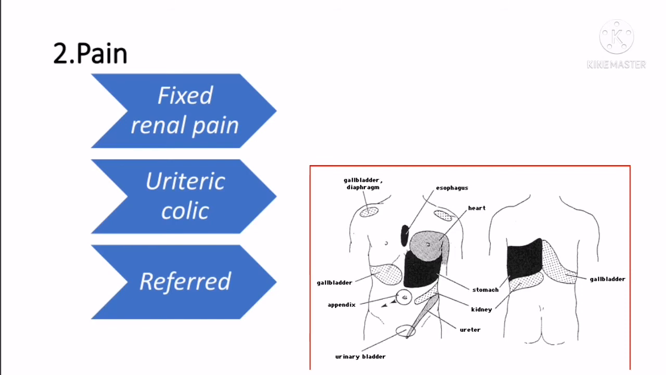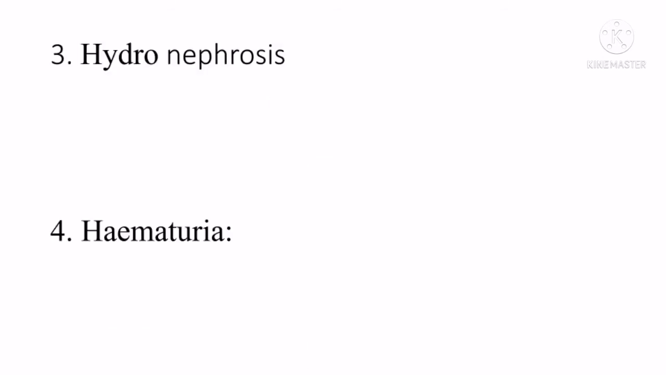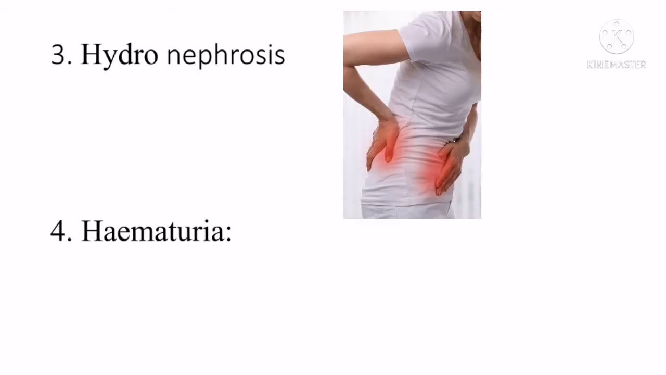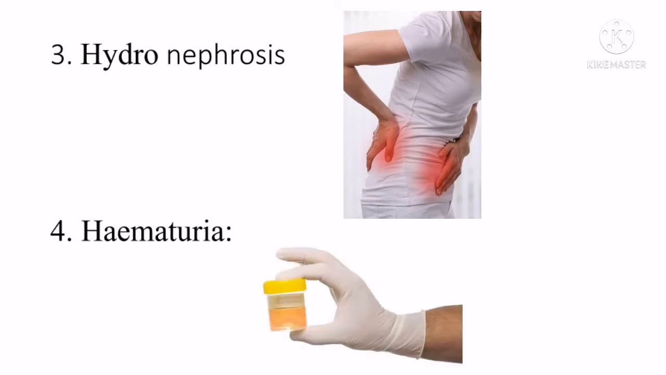The third is hydronephrosis. Sometimes the patient complains of a lump in the loin region and a dull ache, which is due to hydronephrosis caused by renal strain. And the fourth, most important, is hematuria.